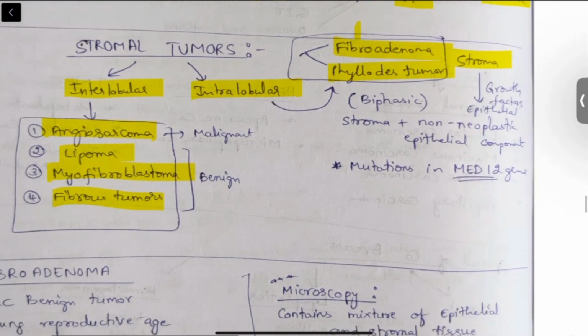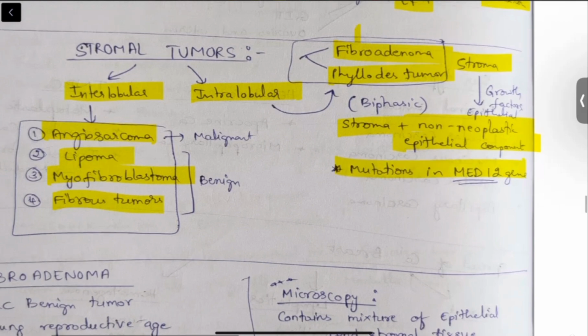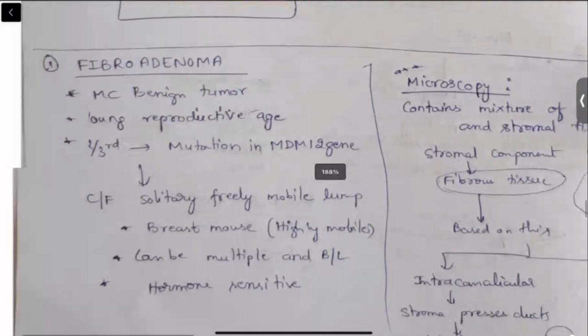So what exactly happens? Whatever the growth factors are there, they will usually stimulate stroma, and because of that, stroma and non-neoplastic epithelium component will be there. Usually there is associated mutation in the MED12 gene. Okay, this leads to fibroadenoma and Phyllodes tumor. Now we will discuss both of them individually.